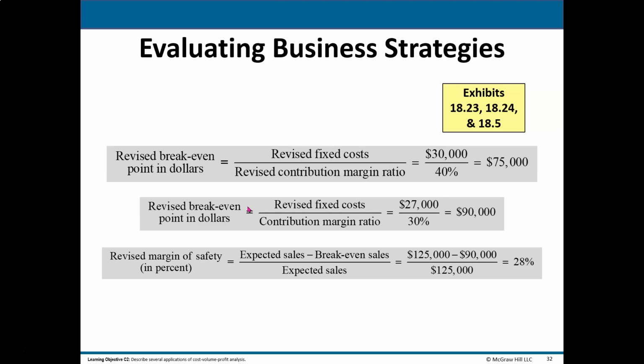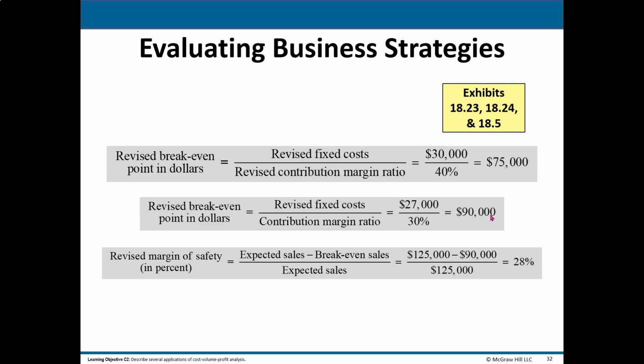I'm just going to undertake that spending of $3,000 in monthly advertising. So now my fixed costs, instead of $24,000, I'm adding $3,000 to that for my advertising campaign. So now I have fixed costs of $27,000, inclusive of my $3,000 increase in fixed costs. Divide that by my contribution margin ratio of 30%. I now have to have sales of $90,000 in order just to break even in terms of sales dollars.